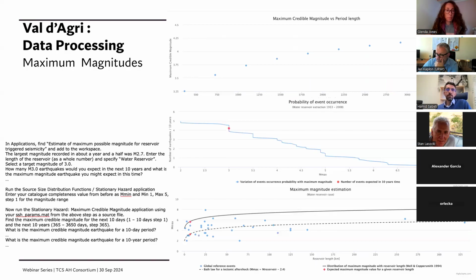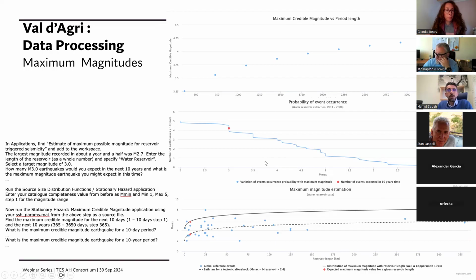Other models that we can process through the various applications: as I said, we've only got about a year's worth of data and a maximum magnitude within that year time span of around 2.7. Well, what would be the maximum credible magnitude if we were to look at a period of, say, 10 years? So the top chart would suggest that after 10 years, we have a maximum credible magnitude of around 4.25.